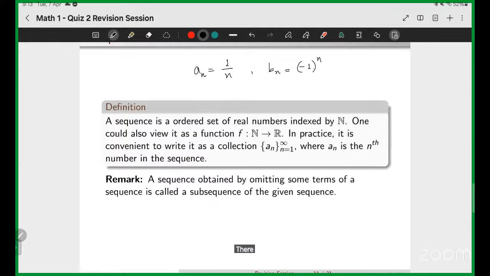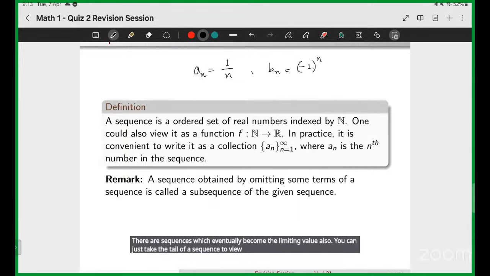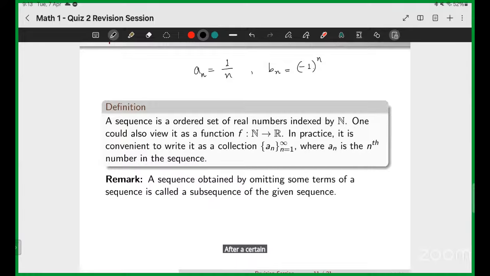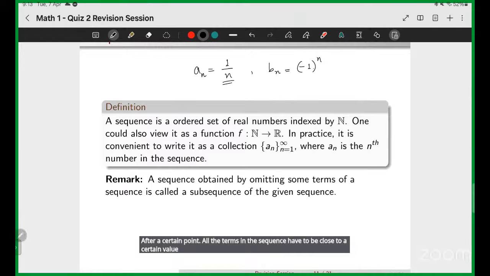There are sequences which eventually become the limiting value also. You can just take the tail of a sequence to be this thing. But the point is that if you are talking about convergence, what you want is, after a certain point, all the terms in the sequence have to be close to a certain value. In this case, it is 0.